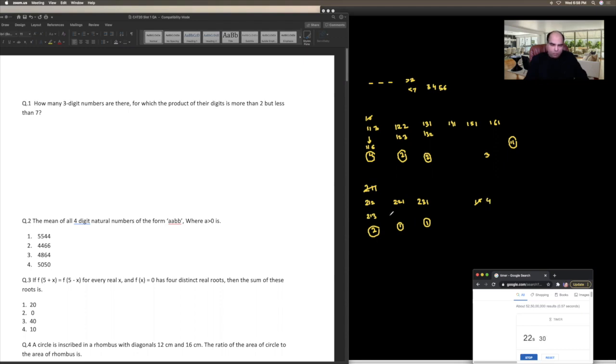Not more than 2. Take the 300s: 311, 312, 321. That's it. So 3 more, that's 18. In the 400s, 411. In the 500s, 511. In the 600s, 611. So that's 21.